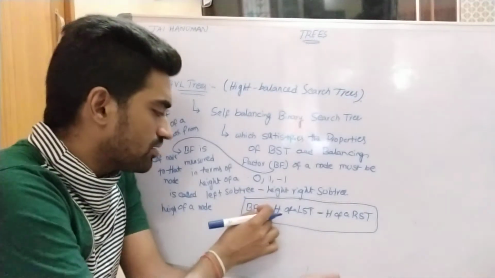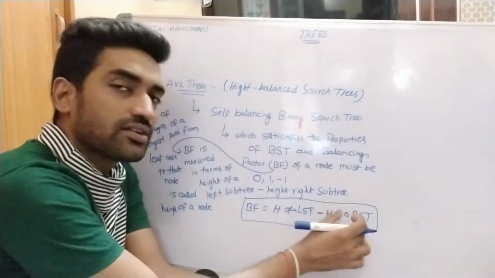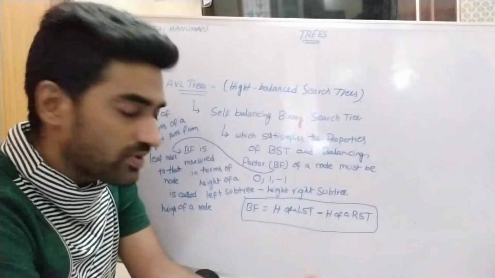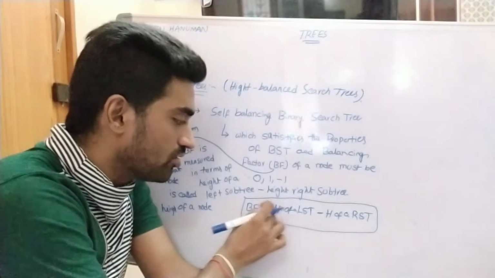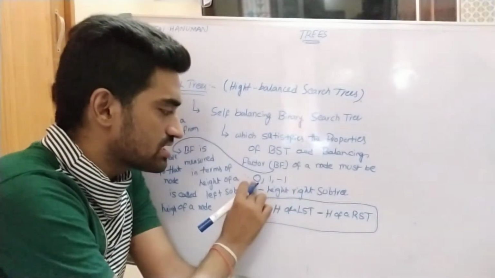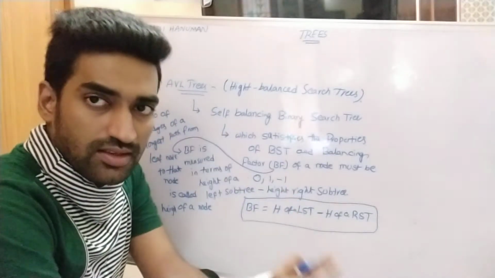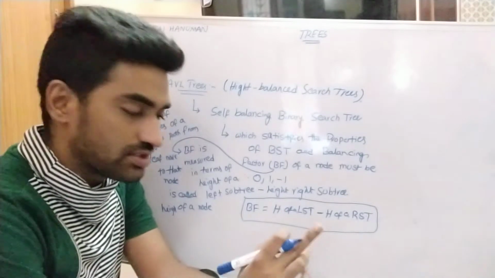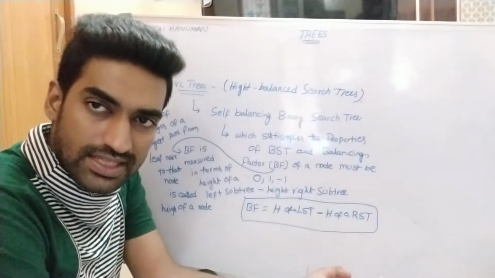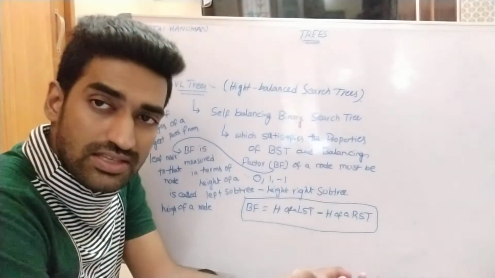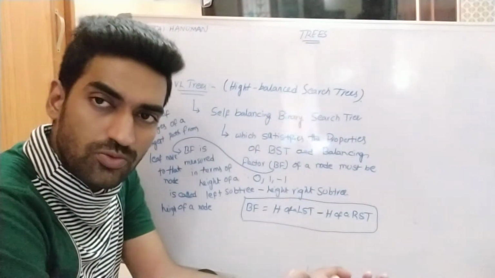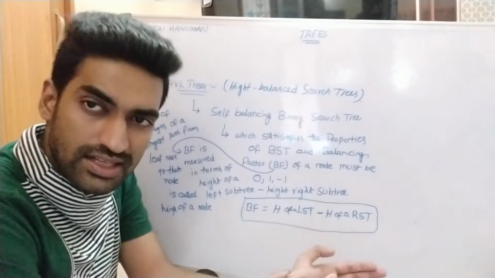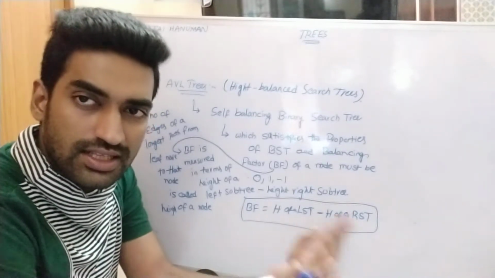Here, the height of the left subtree minus the height of the right subtree is nothing but the balancing factor of a node. Once we calculate the balancing factor of a node, the result must be 0, 1 or minus 1. Then only we can say that the tree is an AVL tree. It should satisfy the binary search tree properties as well as the balancing factor must be 0, 1 or minus 1.